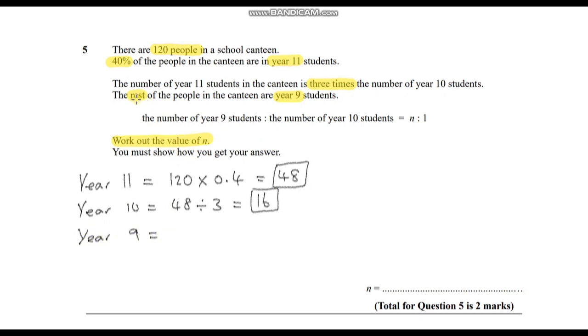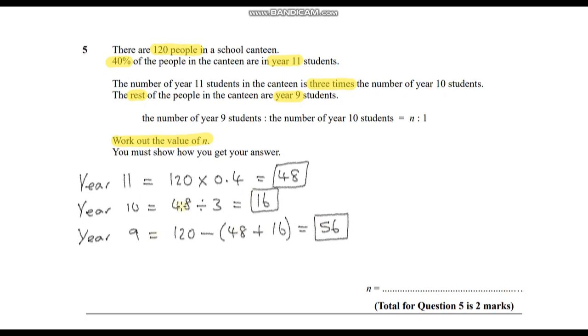well, it just says the rest of the people in the canteen are Year 9. So whatever's left over from 120. So we can just do 120, take away the sum of 48 and 16. So 48 plus 16 is 64. If we take that away from 120, we get 56. And you can use a calculator to check that. But there should be 56 Year 9 students.